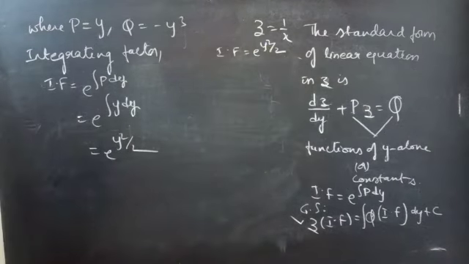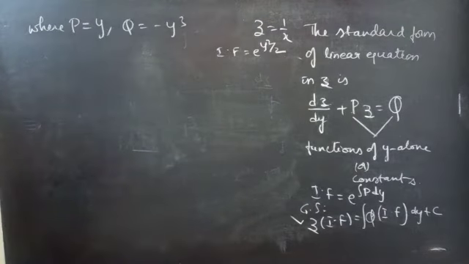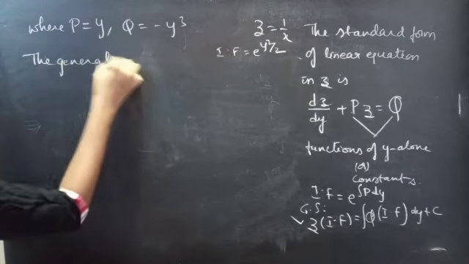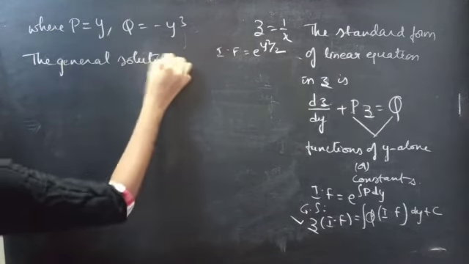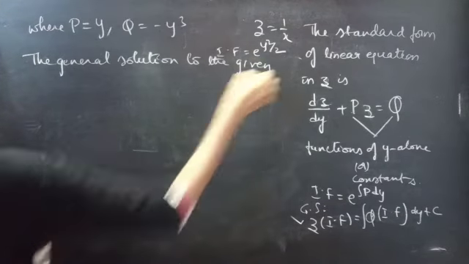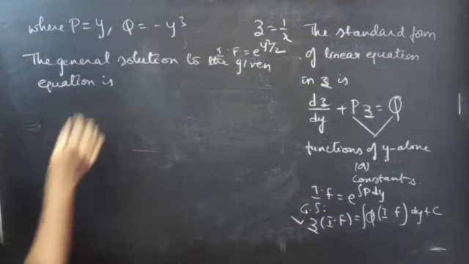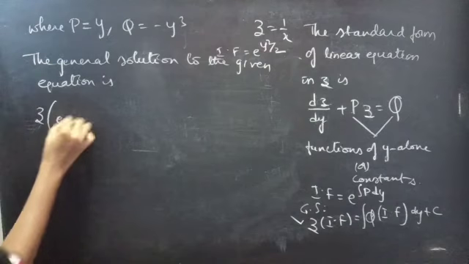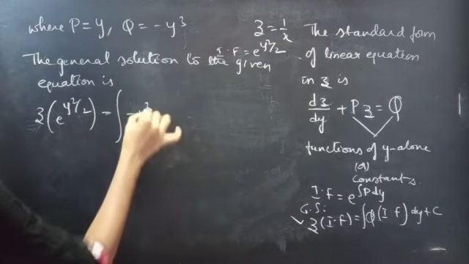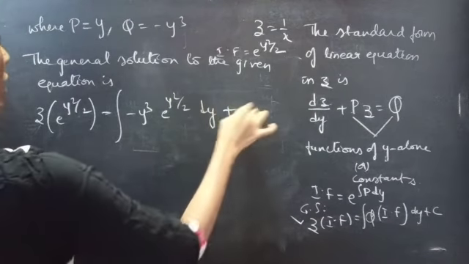Now we can find the general solution to the given equation. The general solution to the given equation is z into integrating factor e power y squared by 2 equals to integral Q, minus y cube, into integrating factor e power y squared by 2 into dy plus C.